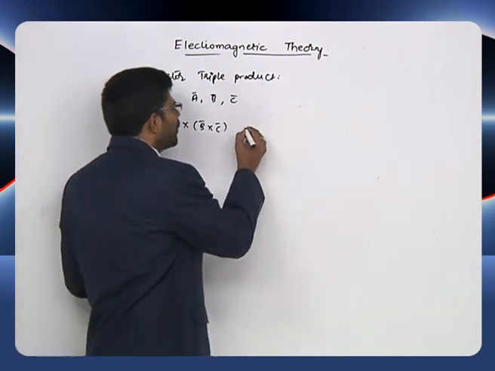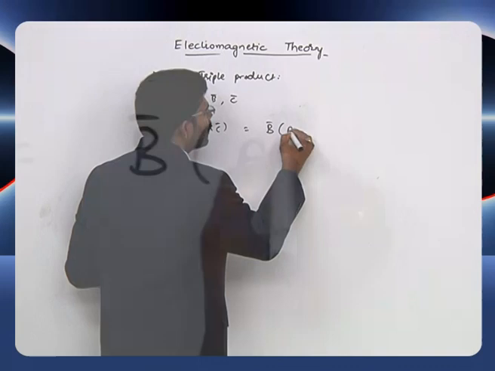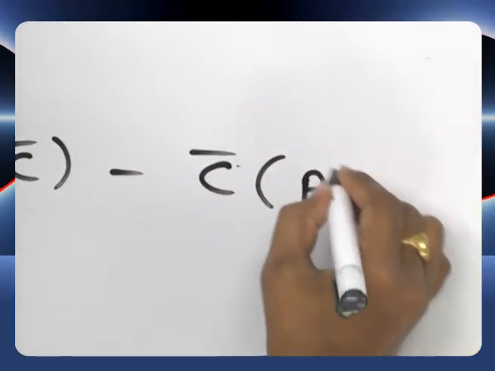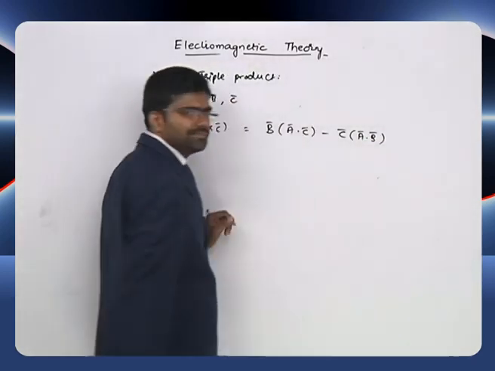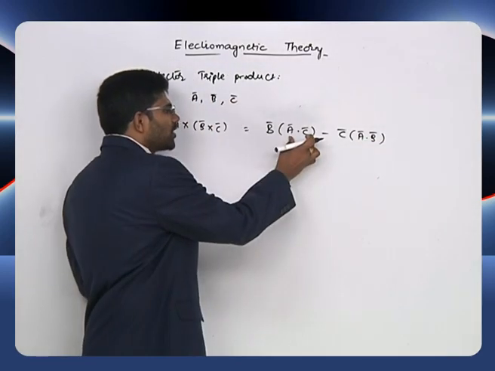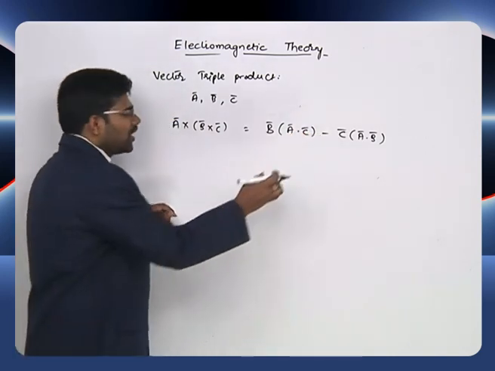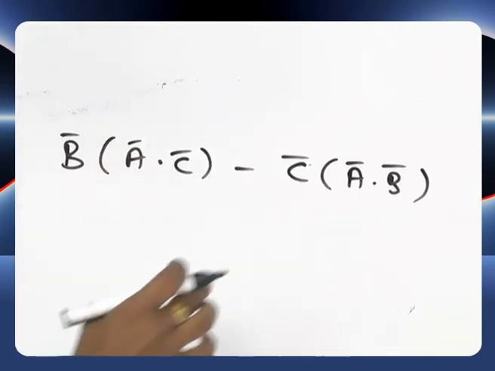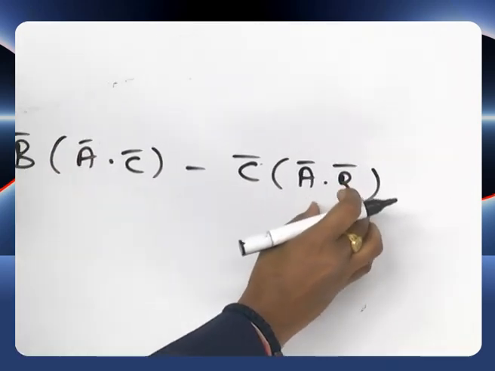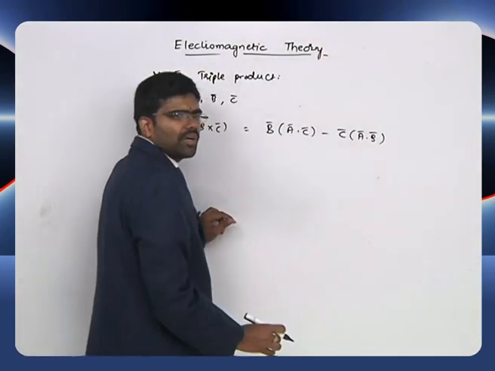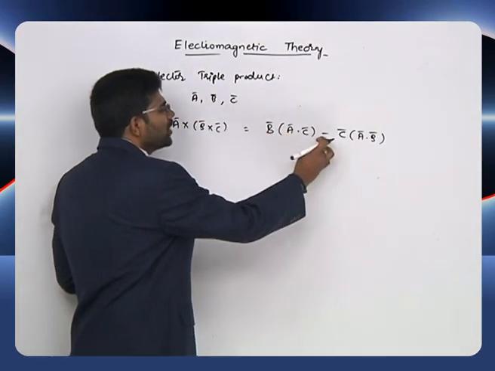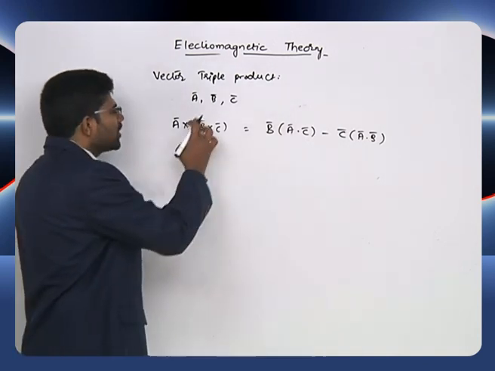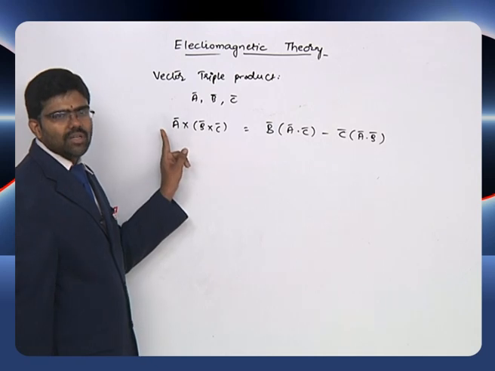This can be remembered with a simple formula: B bar (A bar dot C bar) minus C bar (A bar dot B bar). Here what we need to do is take the dot product between A and C, which gives a scalar. Multiply the vector B with the scalar. There is no operation here, just a simple multiplication. Next, A bar dot B bar will give us a scalar. Multiply C bar with that quantity. Now subtract the second quantity from the first. Then what you will get is a vector. That's what is called a vector triple product.